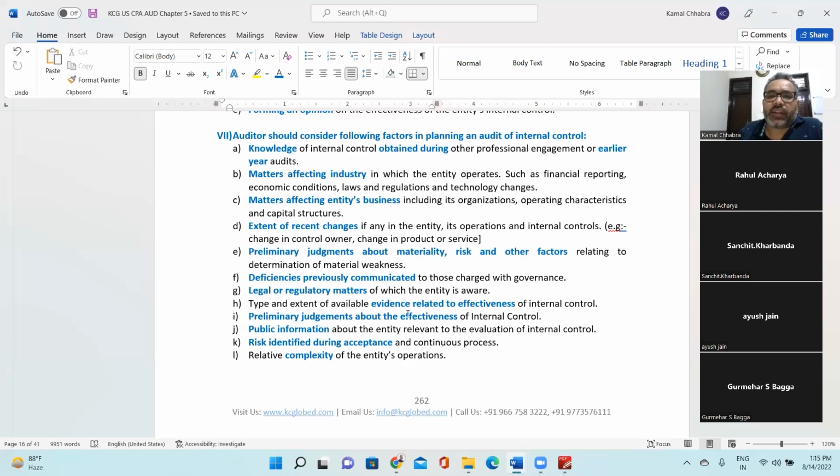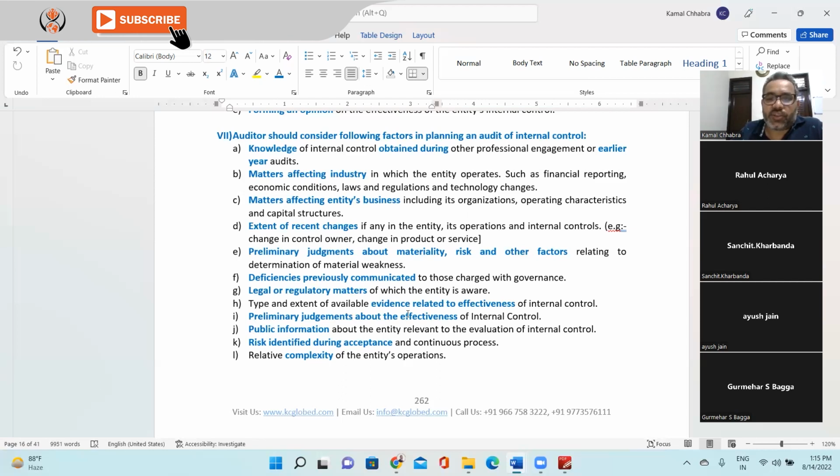Third is matters affecting the entity's business, including its organization, operating characteristics, and capital structure, right? So those things also you need to keep in mind when you are planning for the audit of internal controls. Fourth is extent of recent changes, if any, in the entity, its operation or internal control. For example, change in control owner, change in product line, change in service line, change in operation, right? Those all things you need to be mindful of.